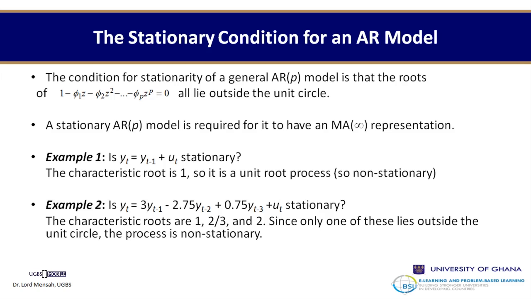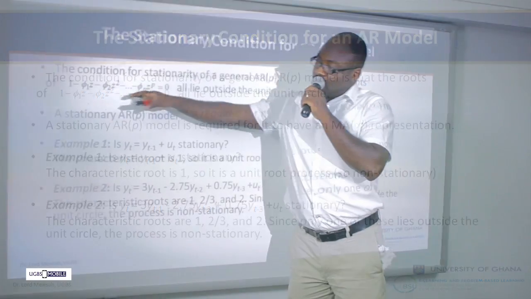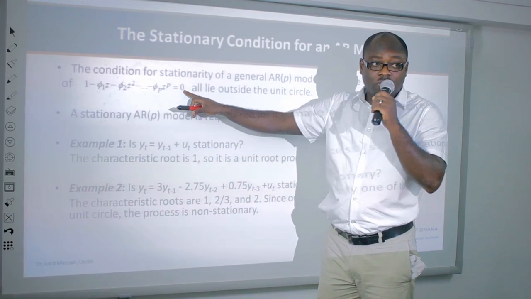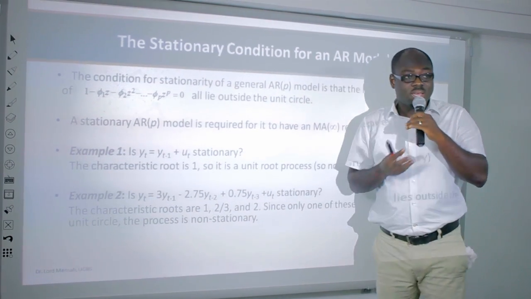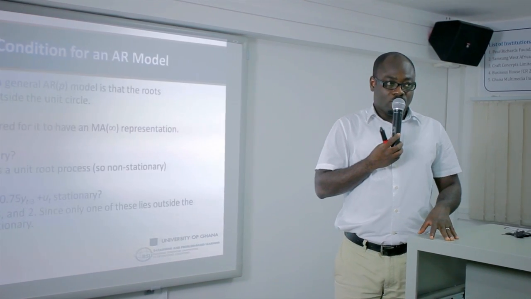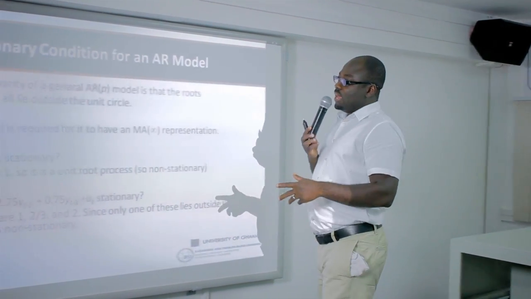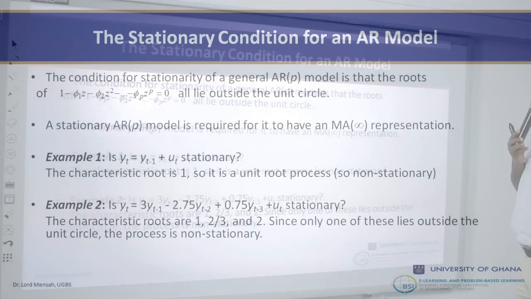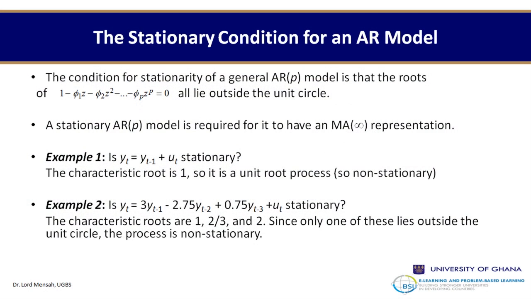So for the root of the equation, we equate that part of the equation to zero. You all know from quadratics, if you want to find the root of any equation, you set y equal to zero. So we have that all roots lie outside the unit circle. A stationary AR(p) model is required to have an MA of order infinity representation.